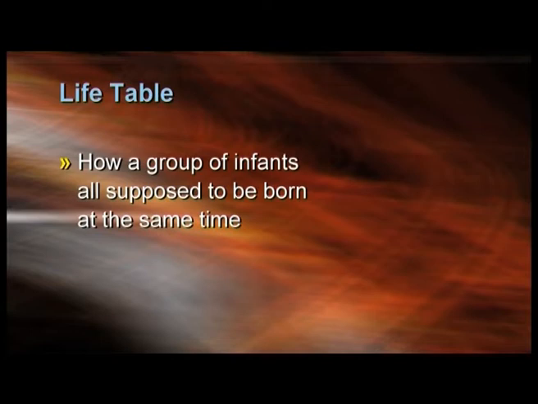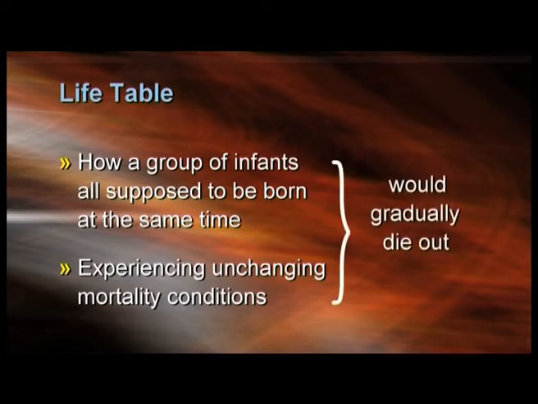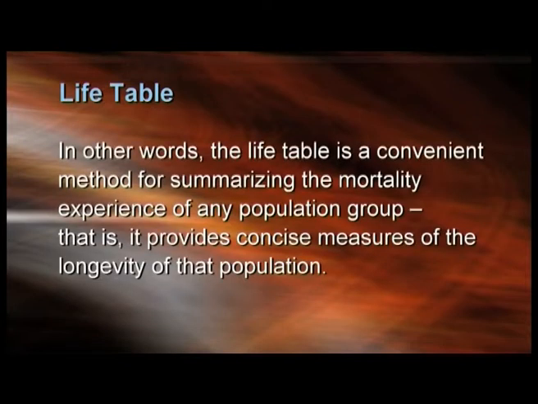A life table is composed of several sets of values showing how a group of infants all supposed to be born at the same time and experiencing unchanging mortality conditions would gradually die out. In other words, the life table is a convenient method for summarizing the mortality experience of any population group. That is, it provides concise measures of the longevity of that population.